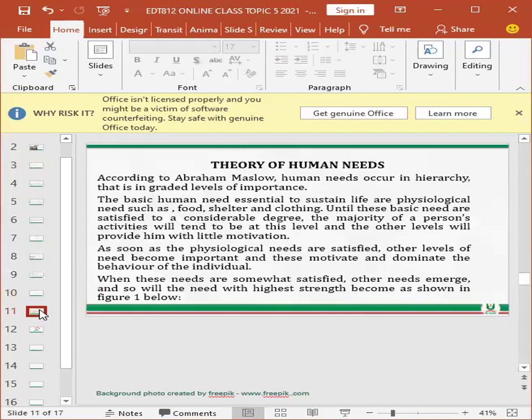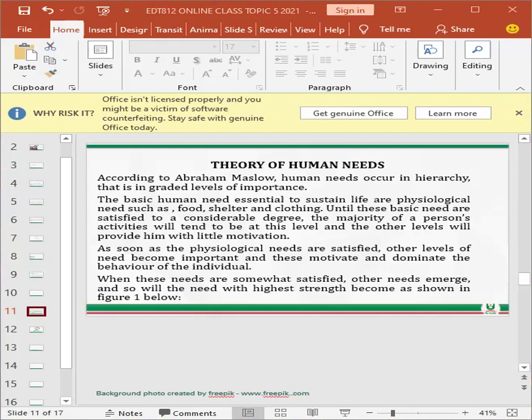Also, we have the theory of human needs. According to Abraham Maslow, human needs occur in a hierarchy, that is, in graded levels of importance. The basic human needs essential to sustain life are physiological needs such as food, shelter, and clothing. Those are the first three needs of human beings.